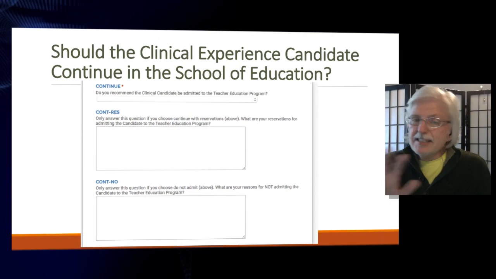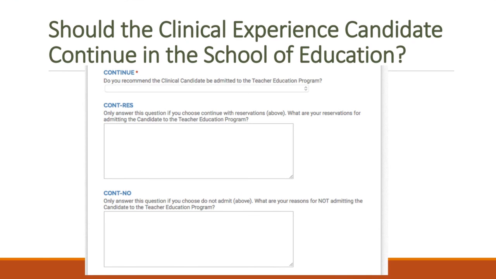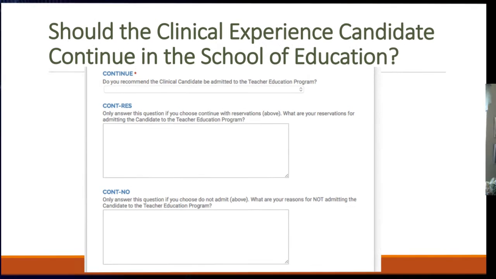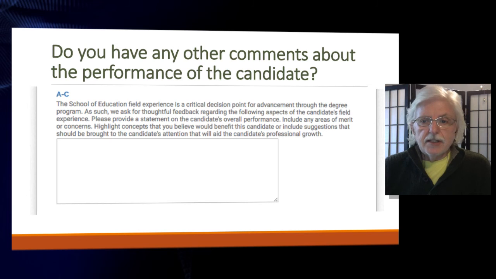You can not recommend. The next two: if you recommended with reservations, if you put a little context there in the text box, that would be helpful. You can skip it if you marked proceed fully, recommend fully. And then the next box is if you said no, they should not be admitted to the School of Education, if you put some information there. And again, if you picked proceed fully or continue with reservations, then you can skip that no box. So just the top one, if it's continue fully, some comments if it's continue with reservation, and some comments if it's not to continue in the School of Education.